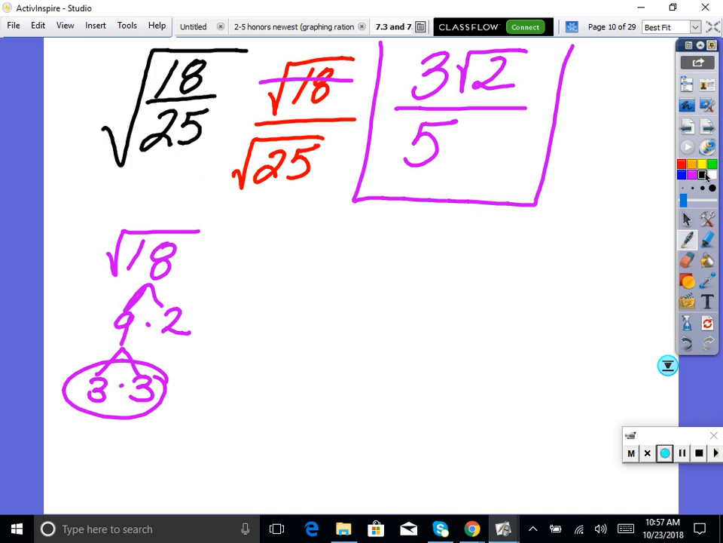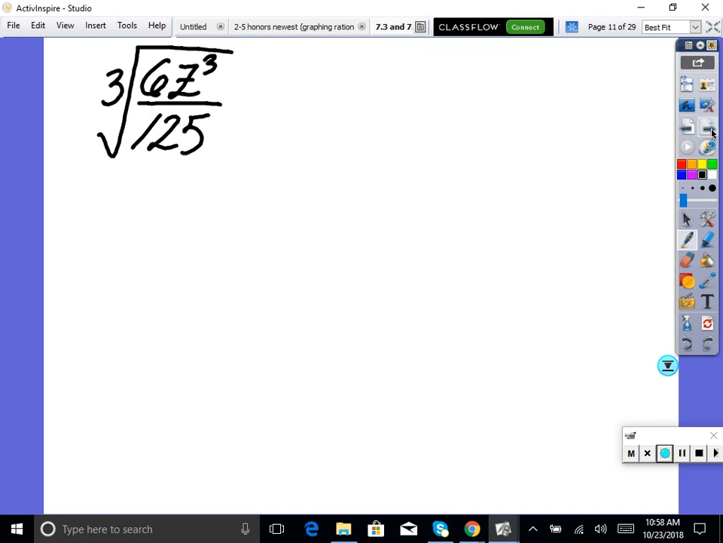Now I do want to point out, in this problem, the radical is on top, not on bottom. If it's on bottom, we would have to rationalize the denominator. But like I said, in this unit we will have to rationalize denominators, but in this lesson you won't if you tackle them right. Okay, next one.